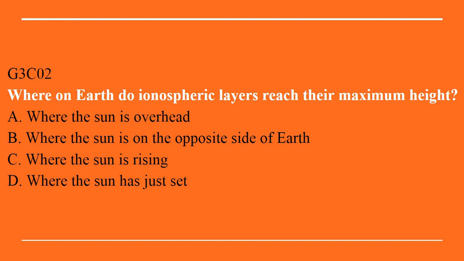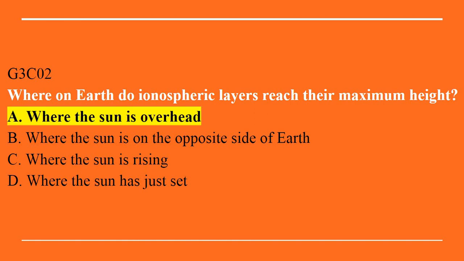G3C02, where on Earth do ionospheric layers reach their maximum height? A. Where the sun is overhead. B. Where the sun is on the opposite end of the Earth. C. Where the sun is rising. Or D. Where the sun has just set. Correct answer is A. Where the sun is overhead.